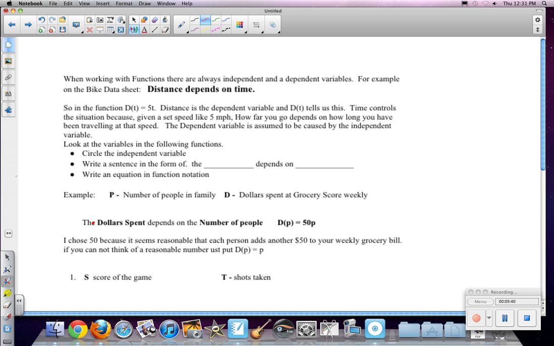All right, so let's talk a little bit about functions. Tonight, your homework is to learn more about functions. I sent you a video. Well, I haven't sent it yet, but I will send you a video about functions. Now, functions are special types of relationships between two variables, and it implies that one depends on the other. So we're going to talk about those relationships a little bit.